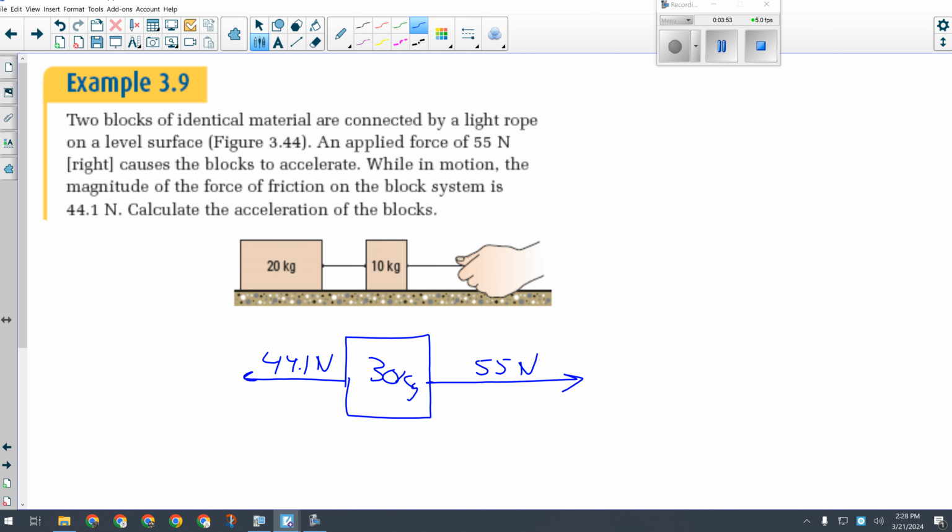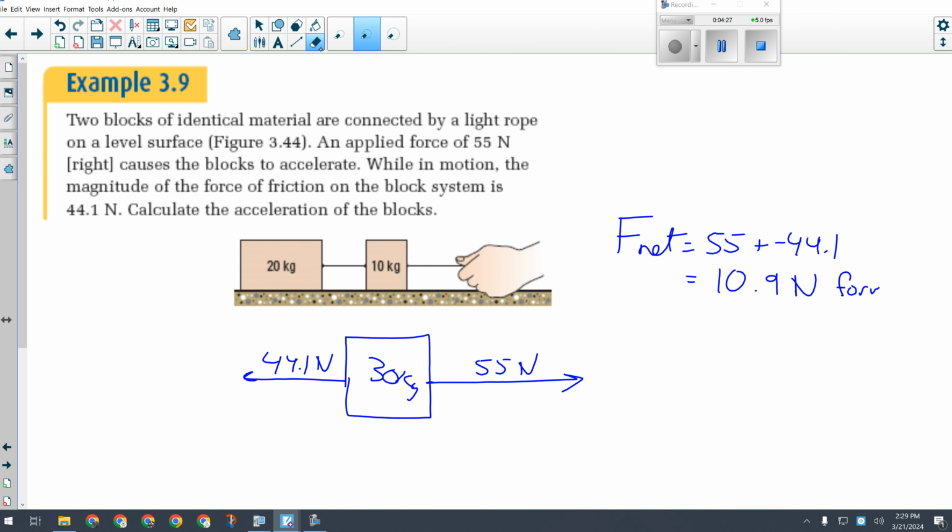So right now, can I calculate the net force? I can. I've got 55, I've got 44.1, so that's going to be 10.9. F net will be the vector sum of all forces, so we'll say 55 plus negative 44.1, or just minus 44.1. And we're going to get 10.9 newtons, and that'll be forward. Or it says to the right in the question, doesn't it? Yeah, it says right in the question, so my answer needs to also reflect that.